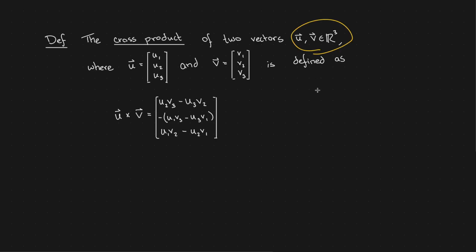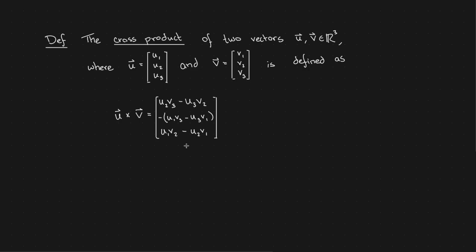Notice u and v, they can't just be any two vectors. They have to be vectors in three-dimensional space. The cross product is only properly defined in three-dimensional space. That's very different than the dot product, where you could take the dot product of any two vectors in any number of dimensions, right? The cross product only is defined, only properly works in three-dimensional space. So if you have vectors in two-dimensional space or five-dimensional space, the cross product isn't defined, okay?